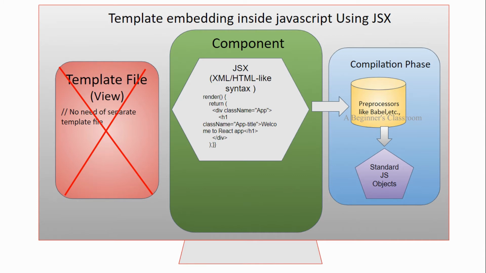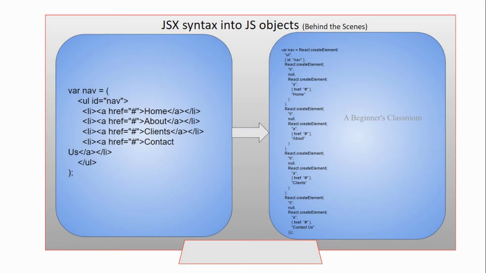While compiling the code, our project workflow will have transpilers like Babel, where it will be converted into a standard JavaScript object using our React library. The React library has some predefined instructions on processing this JSX syntax. Here you can see how JSX code is converted into a JavaScript object behind the scenes.